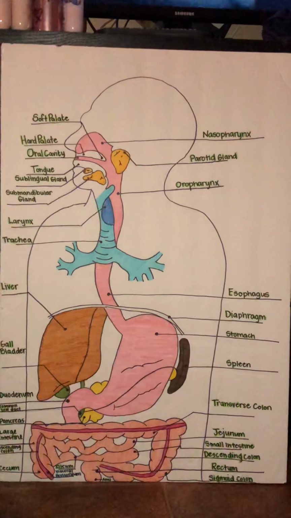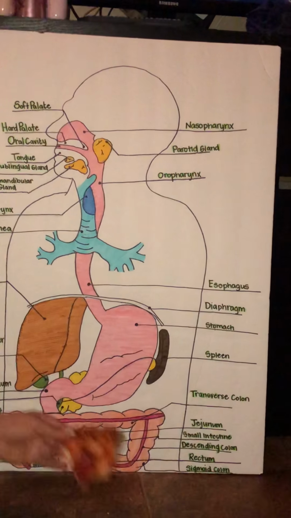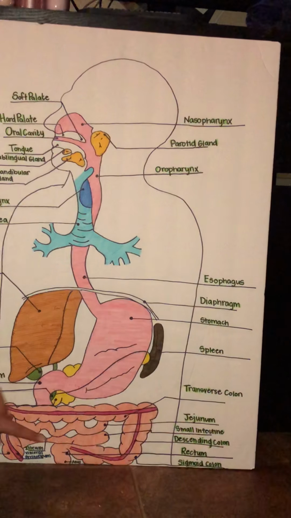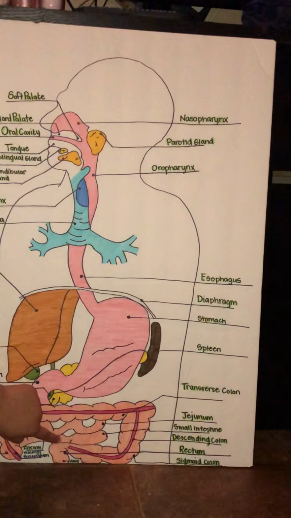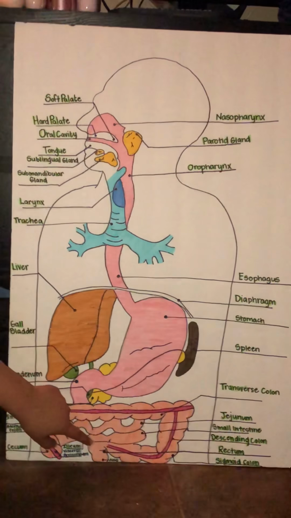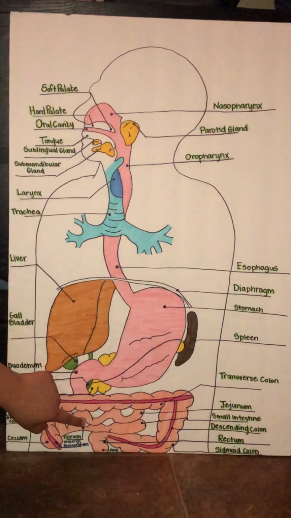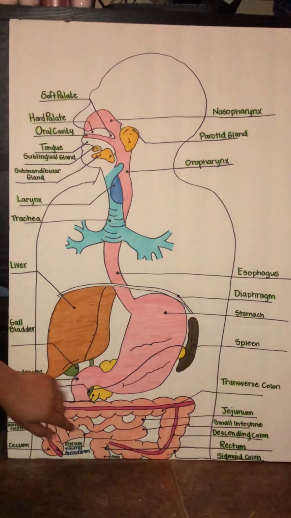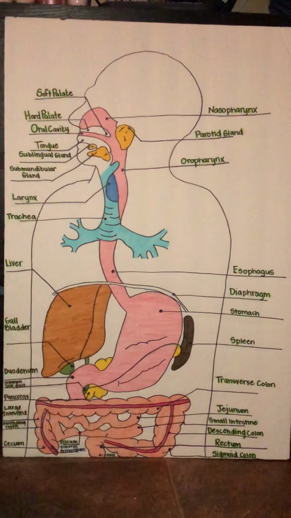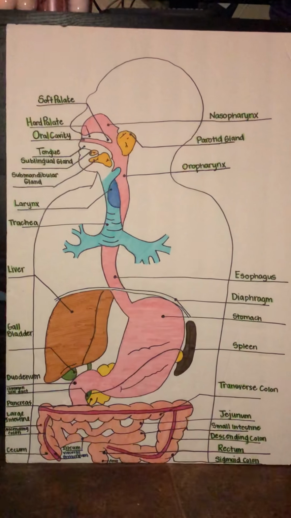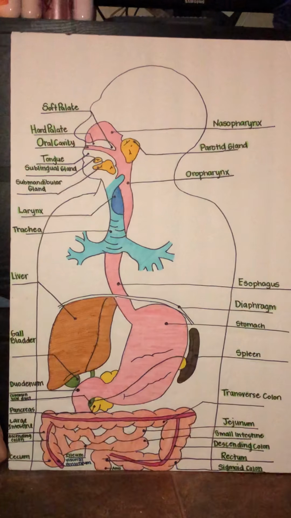So the human rectum is right here. Let me show you. Here. And finally, the human body collects the feces at the human rectum and lets it all out. So your pizza turns into feces, and that is the human digestive system.